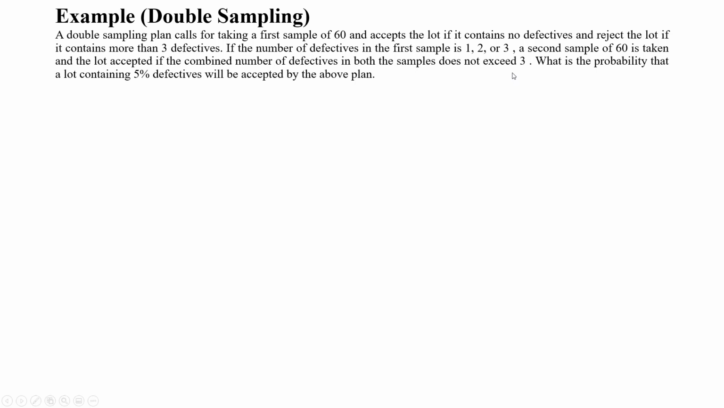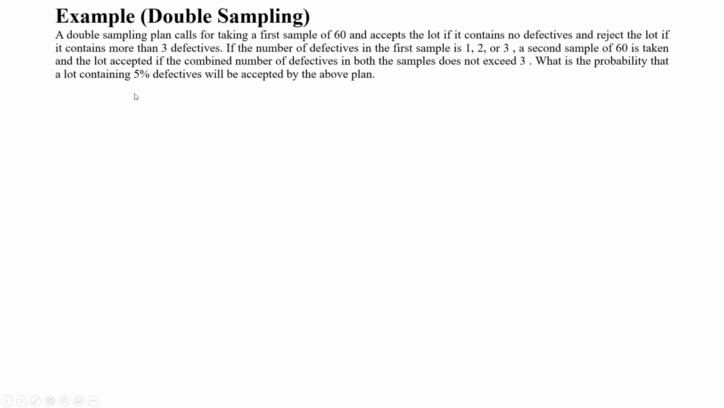But if they find one defective in the first and 2 in the second sample, we still accept the lot. But if the number exceeds 3, we will reject that sample. We will not be able to accept that whole lot. So now in this case, we want to use a probabilistic approach. What is the probability that a lot containing 5% defective will be accepted by the above plan?